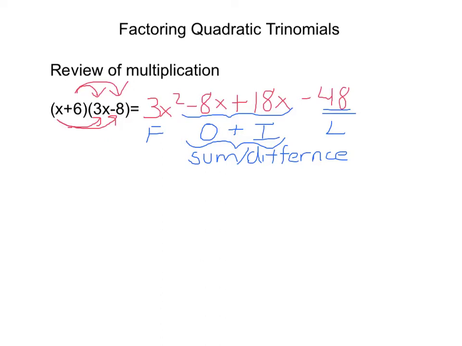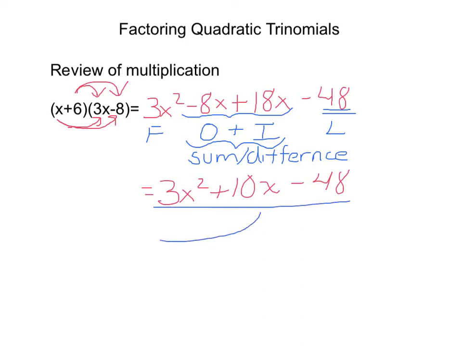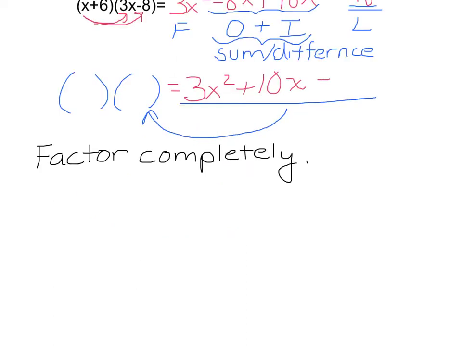So I'm going to go ahead and now combine these two middle terms for our final product being 3x squared plus 10x minus 48. Okay, so when we factor, it's actually undoing the multiplication. So we start out with a trinomial and we undo it to get two binomials. So let's go ahead and factor some trinomials.